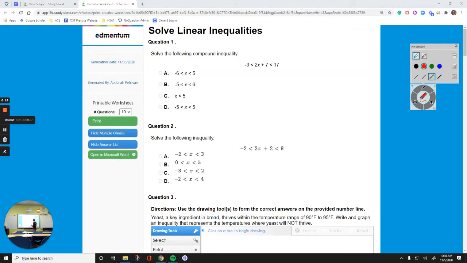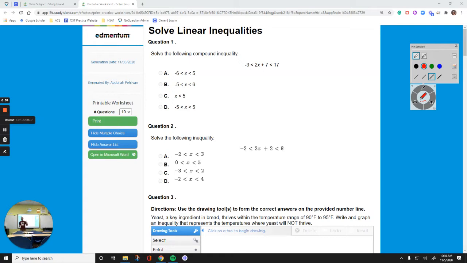So there are some differences between inequalities and equations that we have talked about earlier, one of which is the sign that we use. Instead of the equal sign, we use greater than, less than, greater than or equal to, or less than or equal to. This is the main difference.